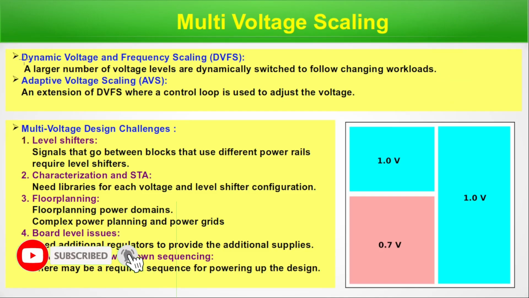Multi-voltage scaling. First is dynamic voltage and frequency scaling. A large number of voltage levels are dynamically switched to follow changing workloads. How much workload is on the IP and how much power is needed. As the workload changes, voltage levels also change. So that is dynamic voltage and frequency scaling.